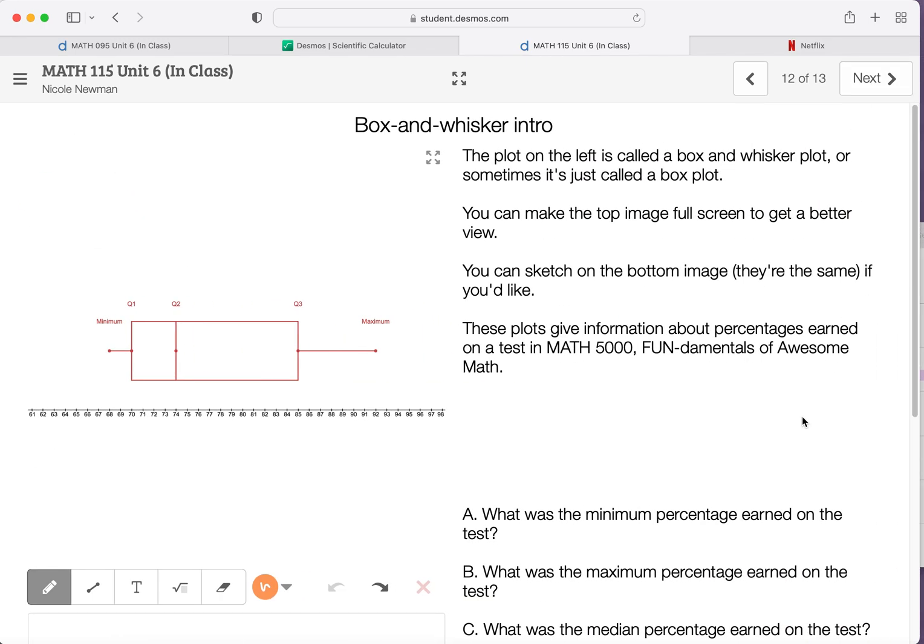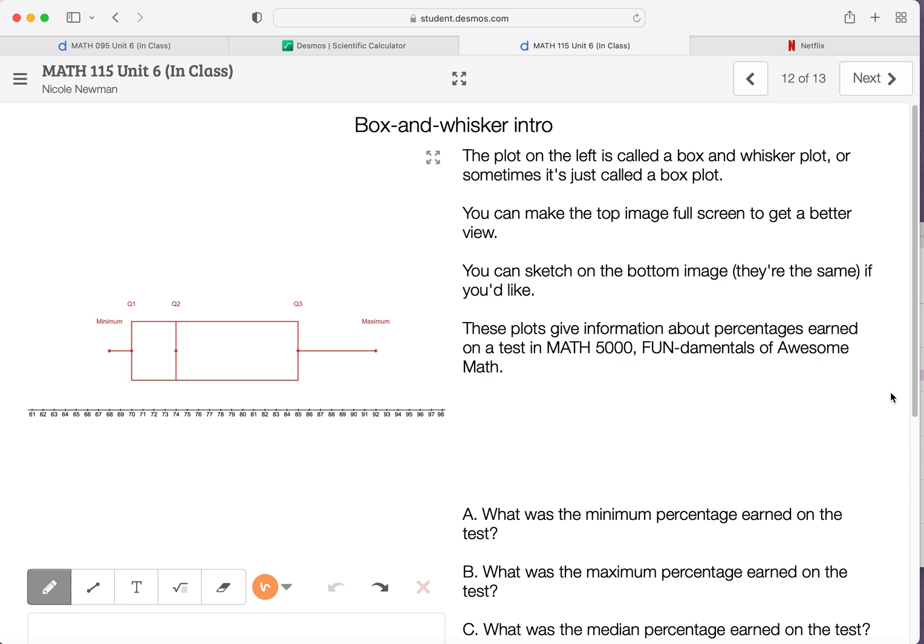We also get box and whisker plots. We get a little intro to them, and they can look like they're very fancy and maybe a little bit intimidating, but all the box and whisker plot does is take all of our data points and chops them into 4 groups. Like the median splits the data set into 2 halves, the box and whisker plot will separate the data into 4 quarters.